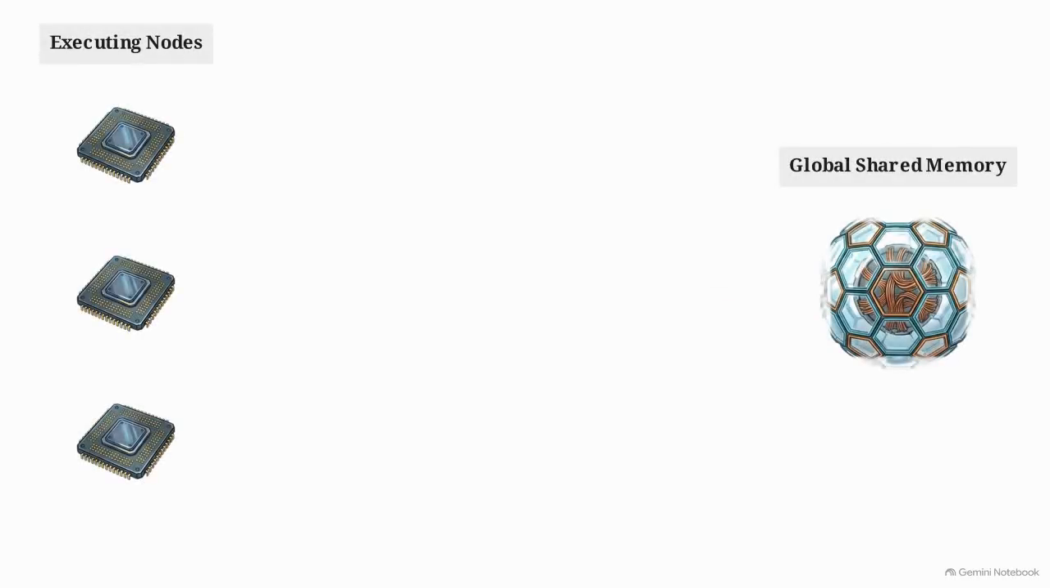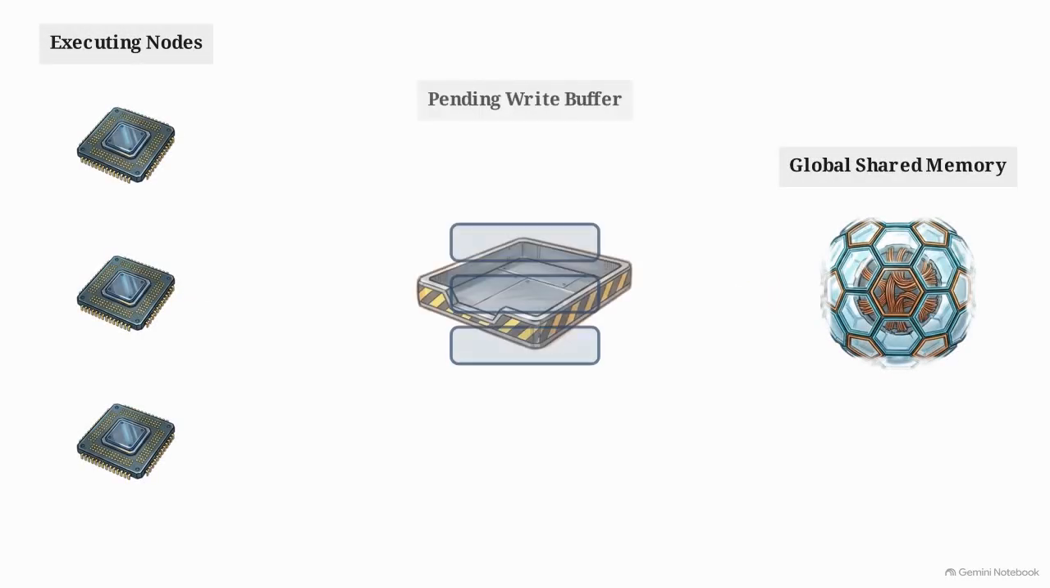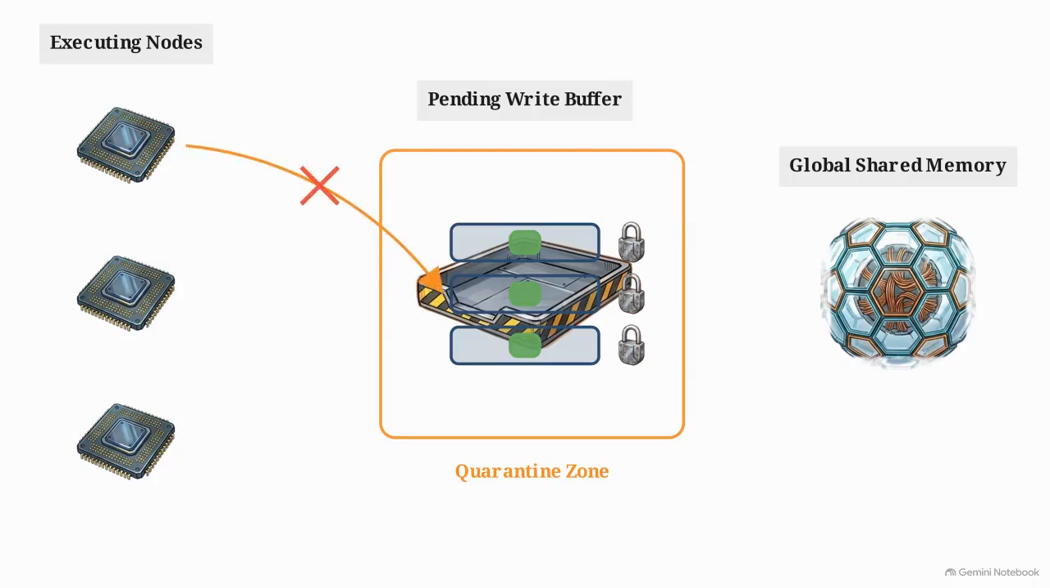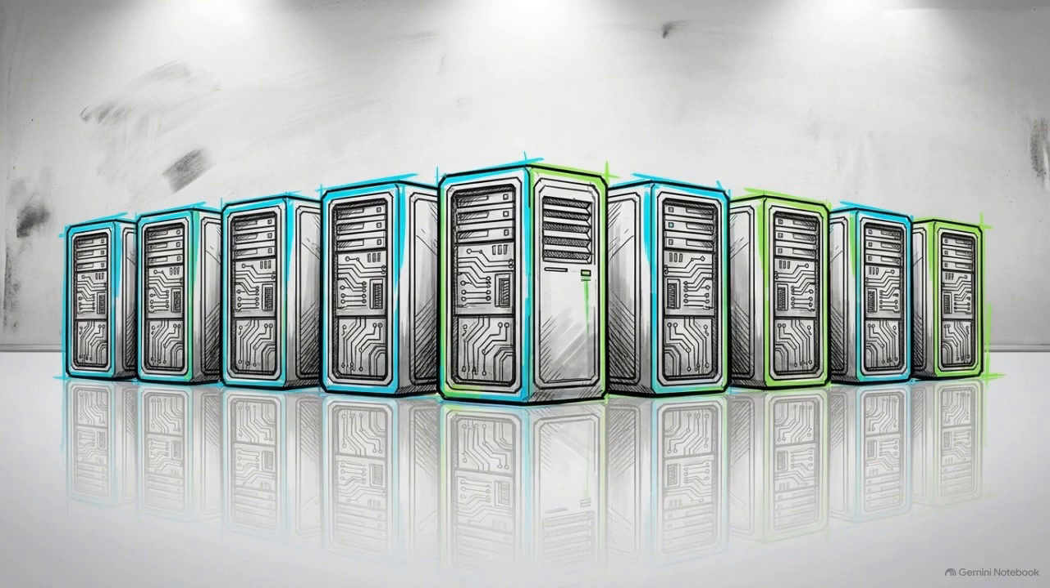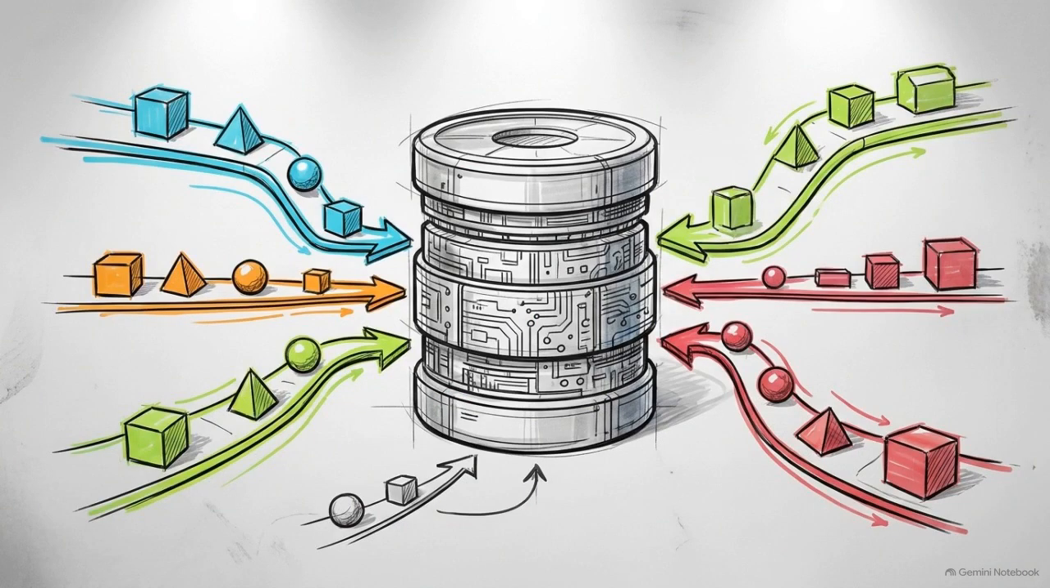LangGraph enforces strict isolation. Executing nodes do not write directly to global shared memory. Instead, outputs enter an isolated pending write buffer. This buffer acts as a quarantine zone. No node can read intermediate writes of another operating within that same superstep. This absolute isolation ensures that concurrent subagents cannot accidentally overwrite or corrupt each other's intermediate logic. By buffering these state mutations and holding them in quarantine, LangGraph entirely eliminates the non-deterministic memory failures that plague standard multi-agent loops. Eventually, those isolated tasks complete their execution.